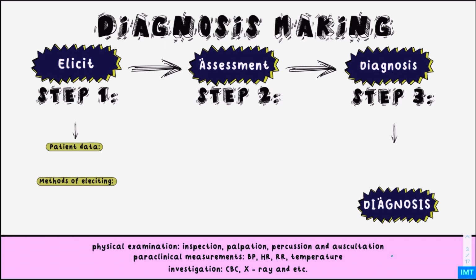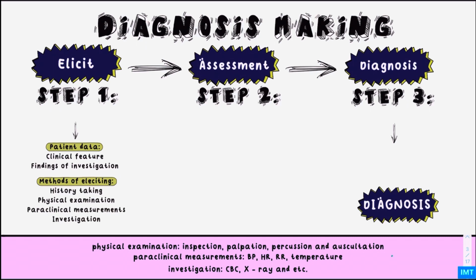What should we elect? We elect the patient data, clinical features, and findings of investigations. How can we elect them? By simple methods: history taking, physical examination, paraclinical measurement, and investigation. Examples of physical examination: inspection, palpation, percussion, auscultation as known; paraclinical measurements: blood pressure, heart rate, respiratory rate, temperature, etc.